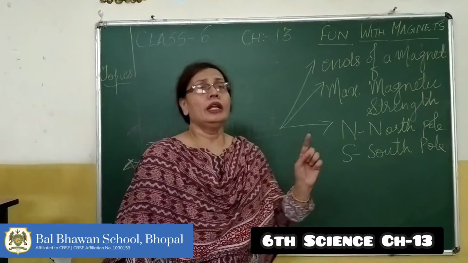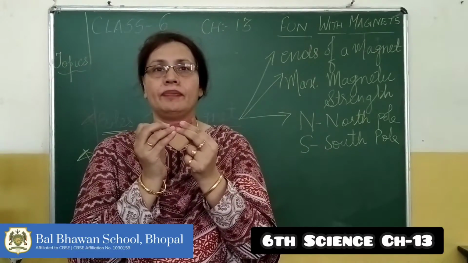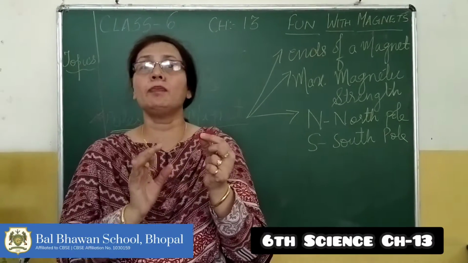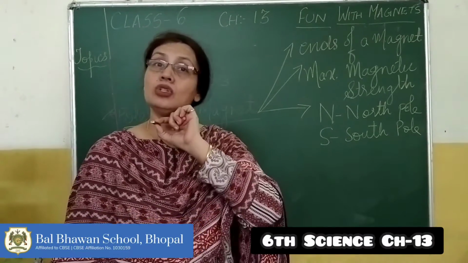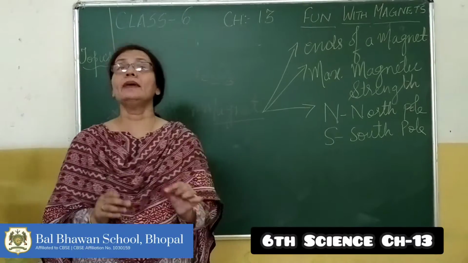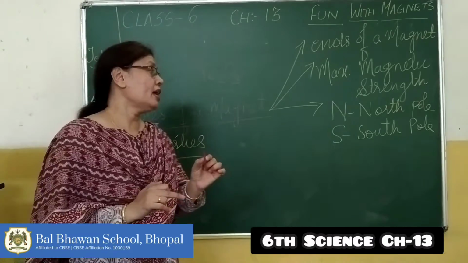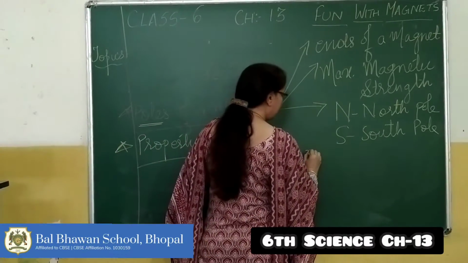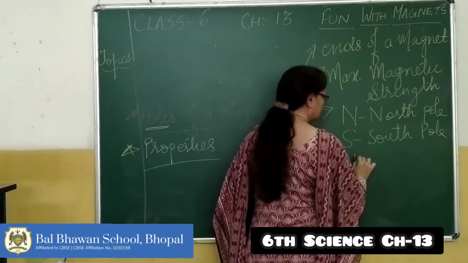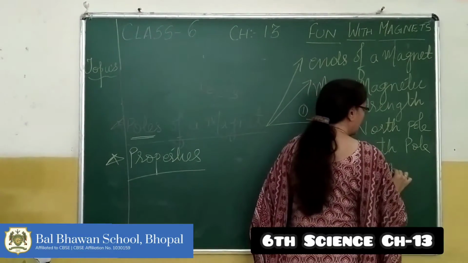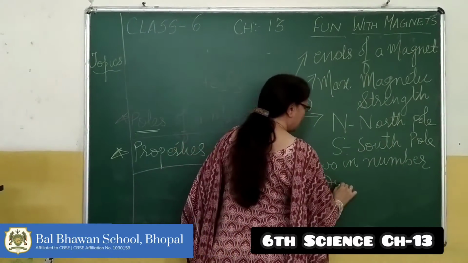Now, remember one thing. If you break this magnet, then also the smallest piece which you have will have two poles. It is not possible to get a magnet which has only one pole. So we say that poles are two in number. That's why we call them dipole.